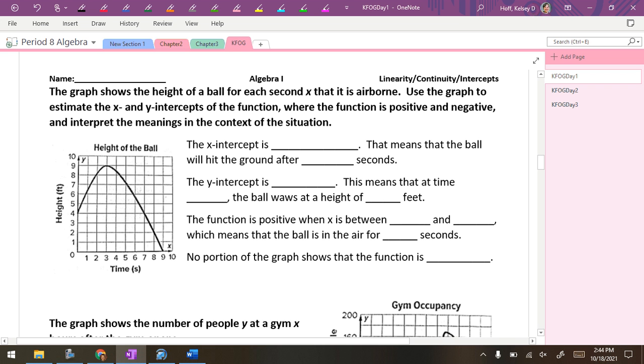The x-intercept is blank. It means the ball will hit the ground after blank seconds. The y-intercept is blank. This means at the time blank, the ball was at a height of blank. It's positive when x is between blank and blank, which means the ball is in the air for blank seconds. No portion of the graph shows the function is blank. See what you can fill in.